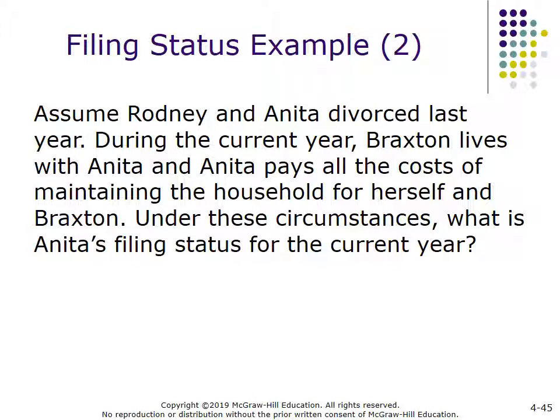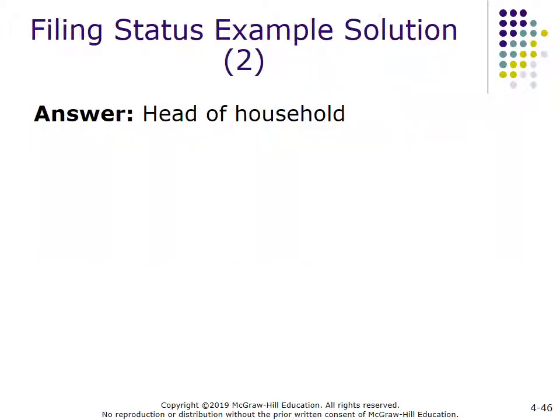Assume Rodney and Anita divorced last year instead. During the current year, Braxton, her son, lives with Anita. Anita pays all the costs of maintaining the household for herself and Braxton. What's her filing status this year? Head of household. Why? She's unmarried. She maintains the household for a qualifying person, her qualifying child, for more than half the year. Head of household.